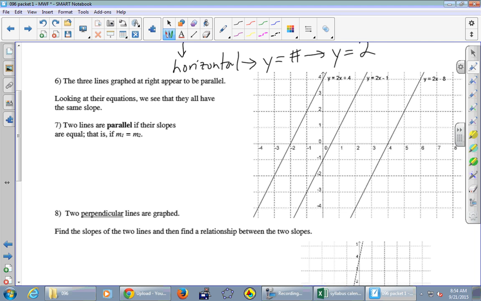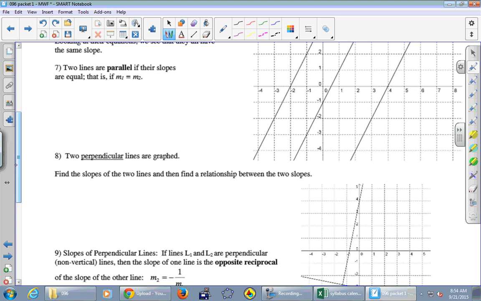All right, so that is an important fact. Maybe put a star next to it. That's one of our big conclusions for the day.